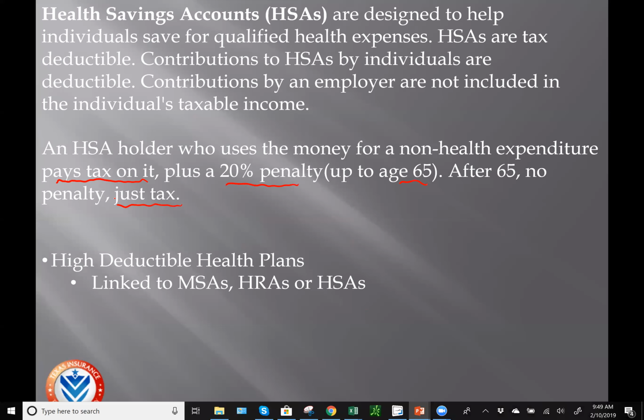Next, we have high deductible health plans. All right, this is really very easy for your test. All I need you to know is that your HRAs, your HSAs, and MSAs. MSAs are just medical savings accounts. All I need you to know is all three of those are linked to a high deductible health plan. So that if you have an employer with a high deductible health plan, you could use the funds from your HRA, your HSA, or your MSA to help meet that deductible.